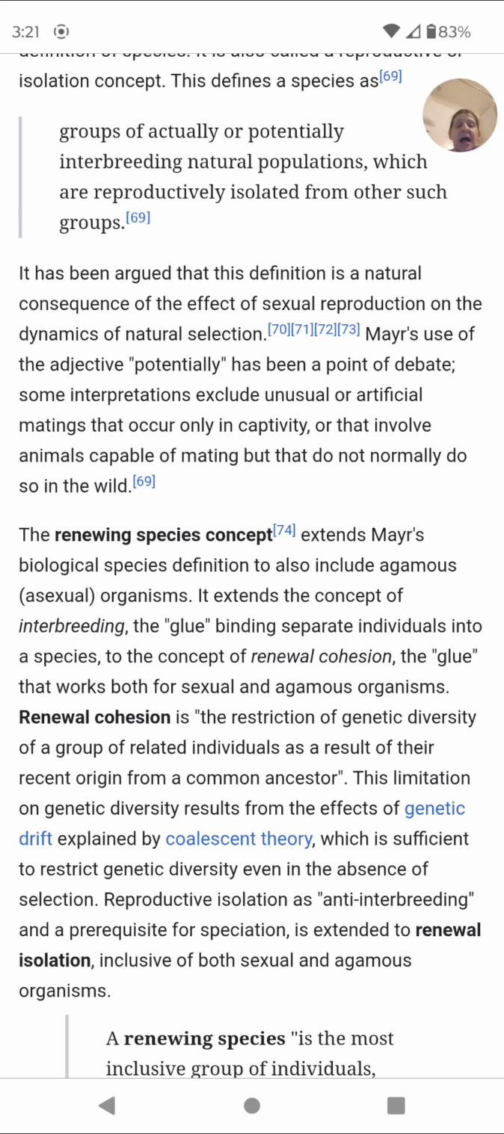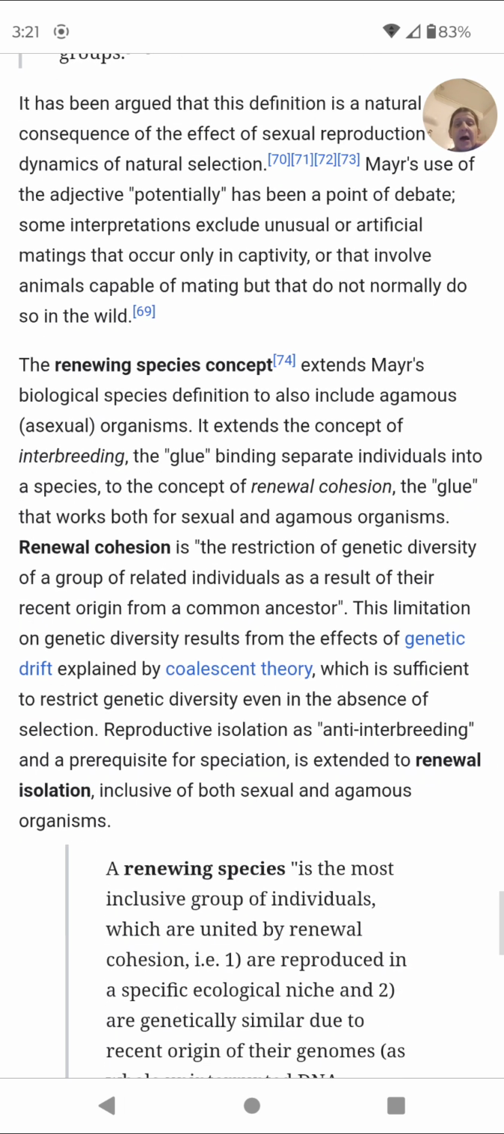The renewal species concept extends Mayr's biological species definition to also include asexual organisms. It extends the concept of interbreeding, the glue binding separate individuals into a species, to the concept of renewal cohesion, the glue that works both for sexual and asexual organisms. Renewal cohesion is the restriction of genetic diversity of a group of related individuals as a result of their recent origin from a common ancestor.